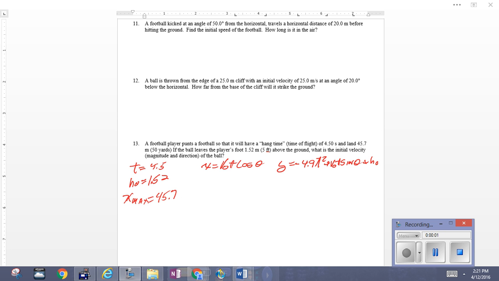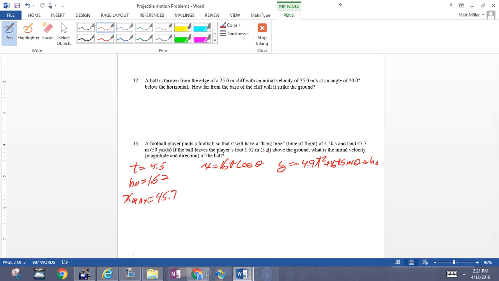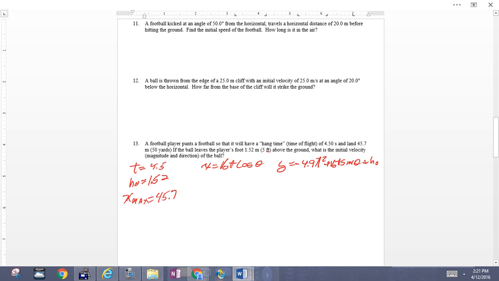Problem number 13. As you can see, what I've done initially was to indicate the information I've gotten from the problem. The hang time is 4.5, that's the total time in the air. I've got the initial height, which seems questionable, leaving the football player's foot 5 feet above the ground. Regardless, that's what I got. I've got the maximum displacement, or the maximum range in x, which is 45 meters.